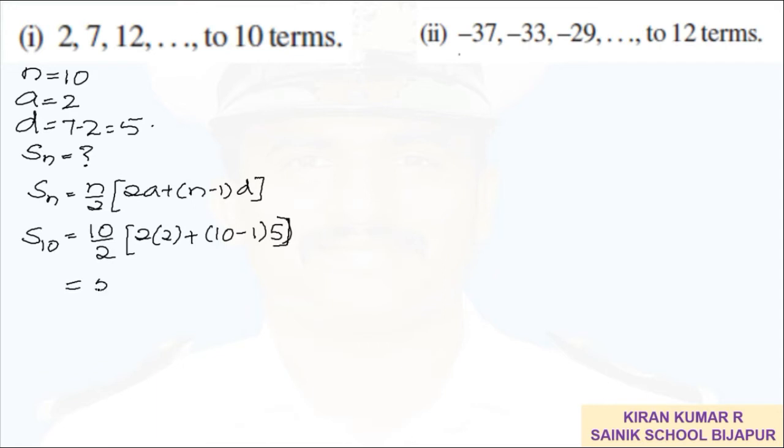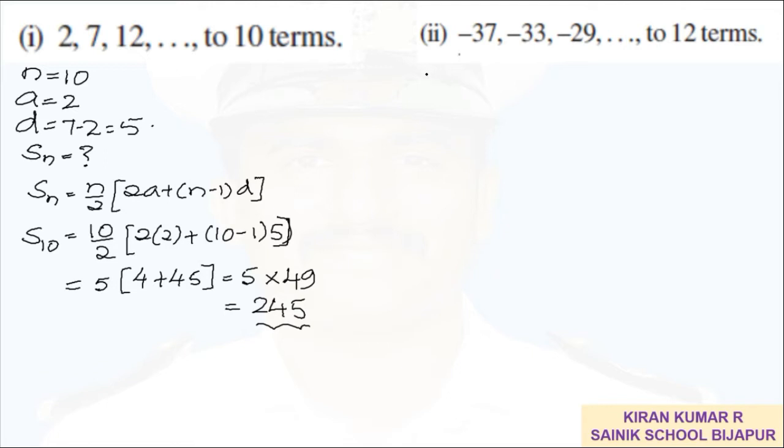So this becomes 5 times of 4 plus this will be 9 multiplied to 5, 45. So 5 times of 49 we get it as 245. This will be the sum of first 10 terms of arithmetic progression 2, 7, 12 so on.